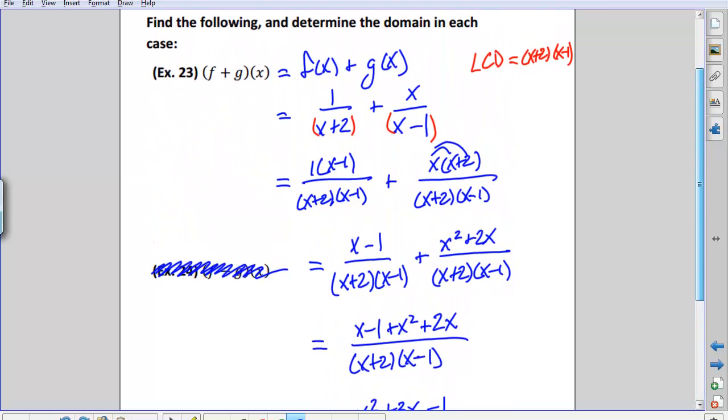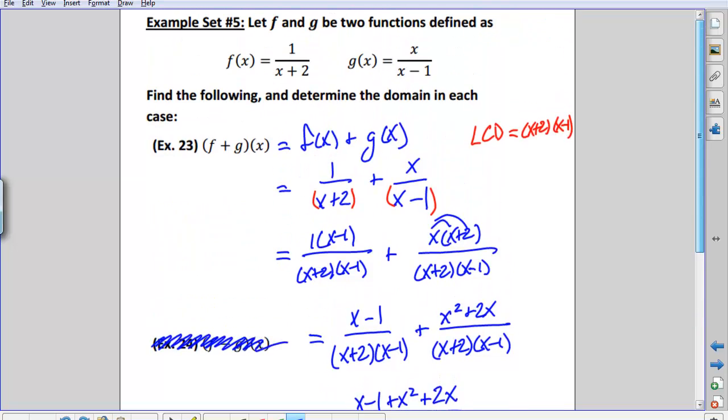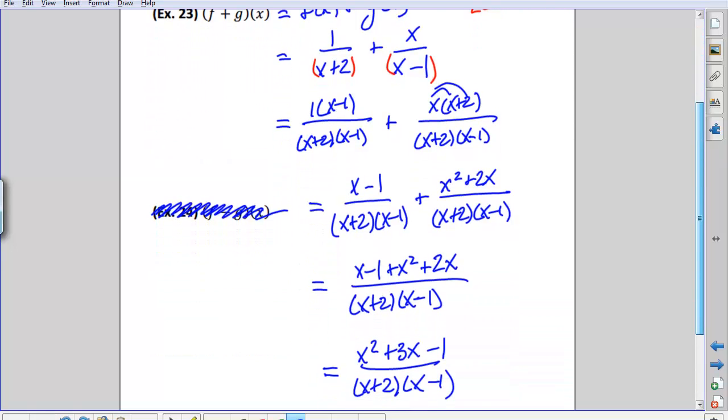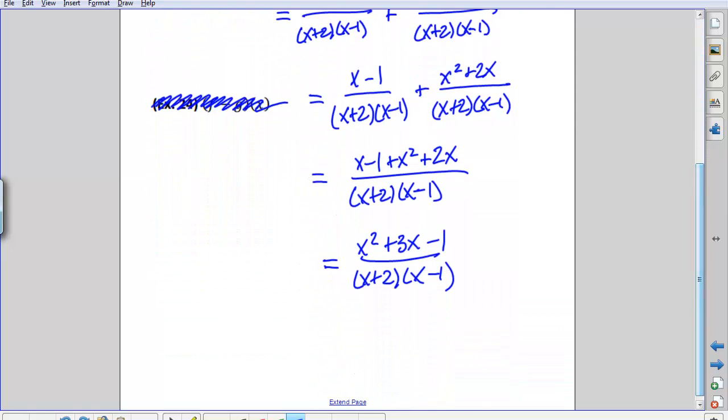Not all the questions are this terrible. This one was tough because our original functions were fractions, so we had this whole mess of trying to get a common denominator to put those together. You'll find when you get to the homework that they're not all this horrible. If you're looking at that thinking, "Holy cow, I'm never going to make it through this," just trust me on that. They're not all that bad.